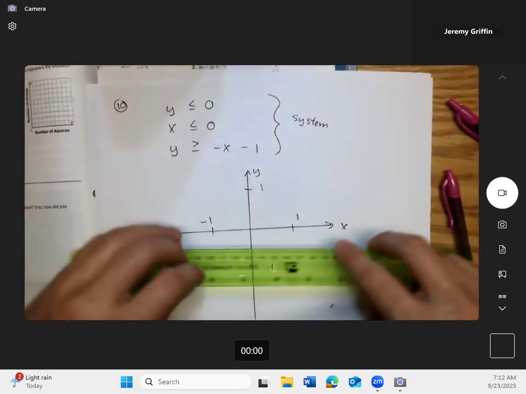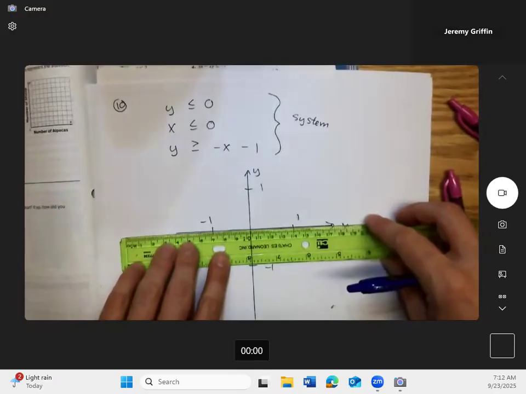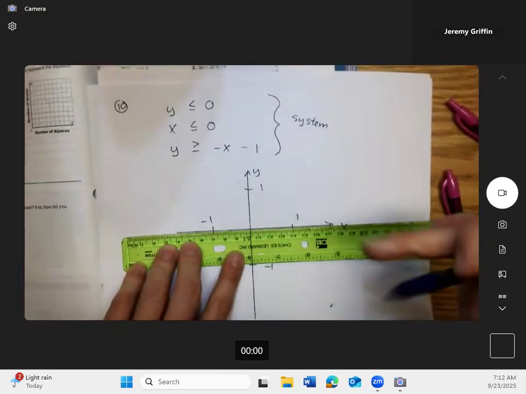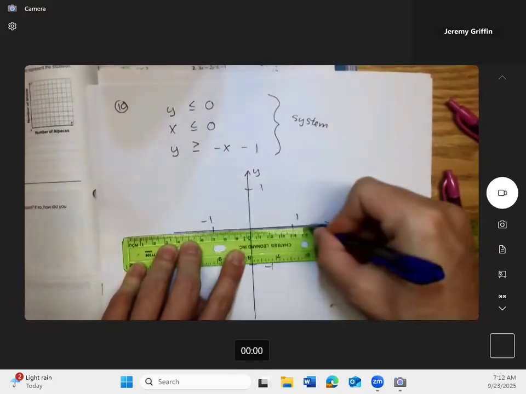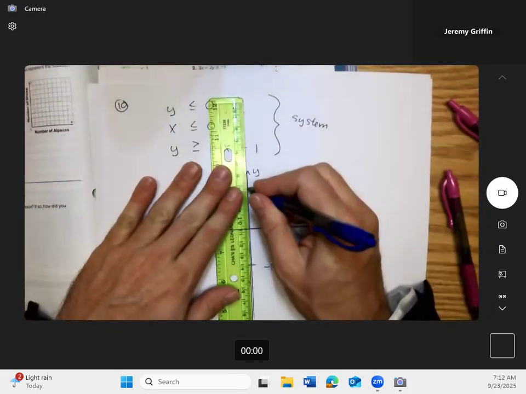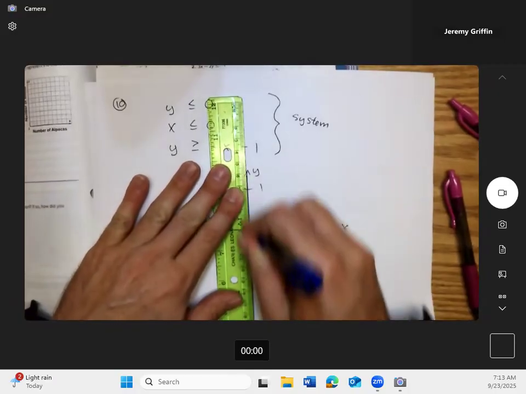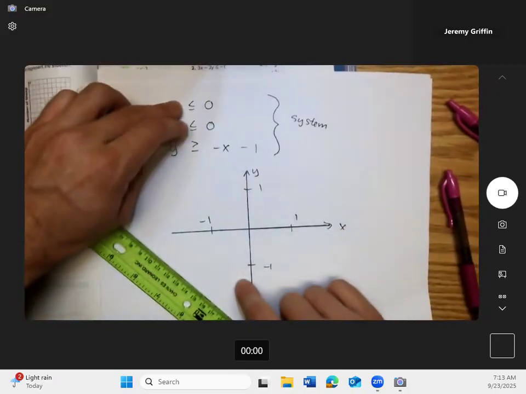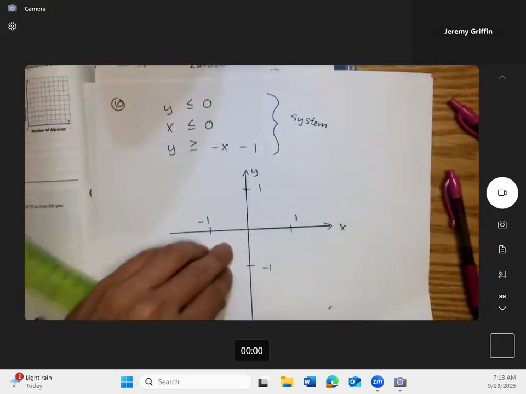So y is less than or equal to 0. Well, y equals 0 would be the x-axis. So I'm just graphing the x-axis. X is equal to 0 would be the y-axis. So that's a line. Now, less than or equal to, less than or equal to. So I'm talking about this quadrant 3 down here. So something down here.